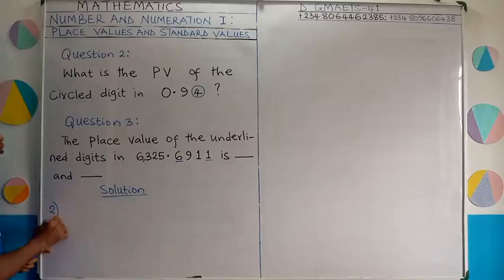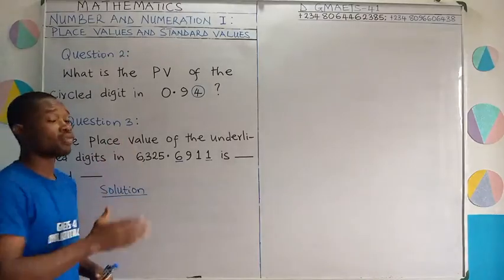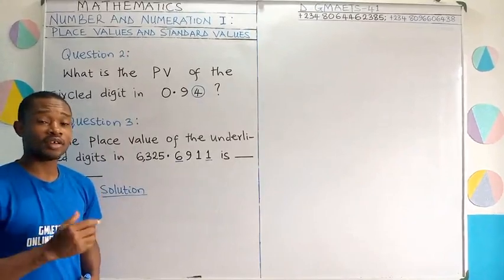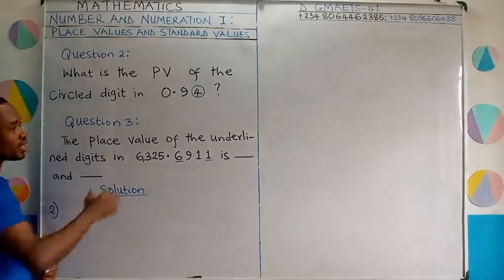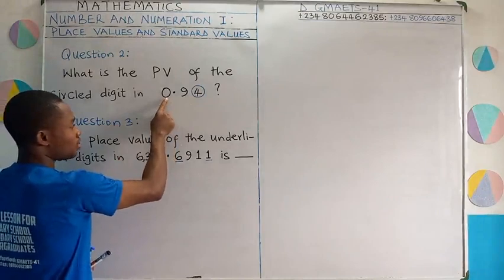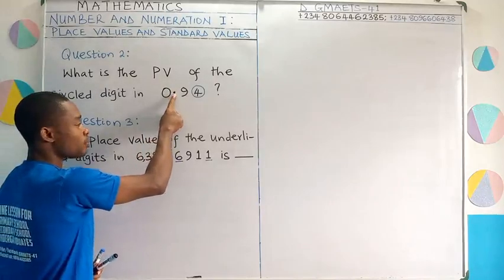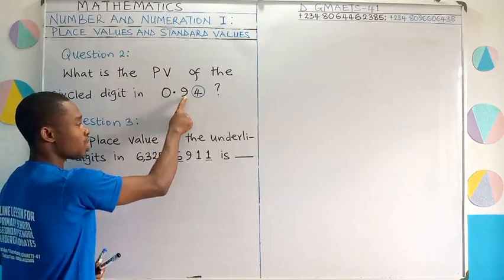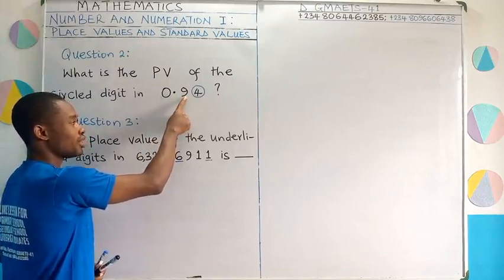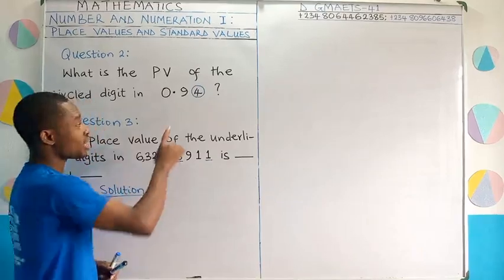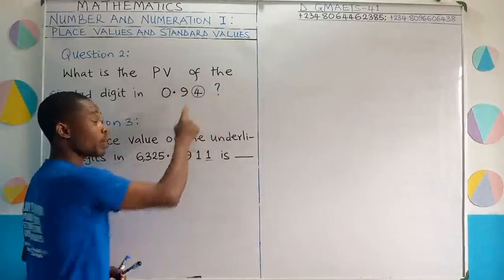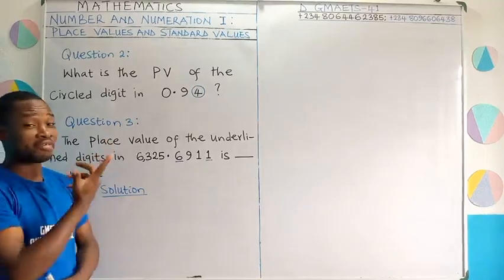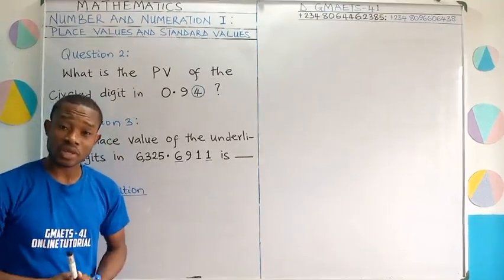Solution to question number 2. Now, we have 0.94 and we are asked to find the place value of the circled digit 4. That PV there represents place value, you know that. And so I can just look at this. There is the whole number part, 0, and the place value is unit. Then you have your decimal point. After the decimal point, you have 9, the first decimal digit. Its place value is tenths. And then come to this 4, which was circled for us. After tenths in the decimal part, you have your hundredths. So you see clearly the place value of 4 there is hundredths. And that's your answer.